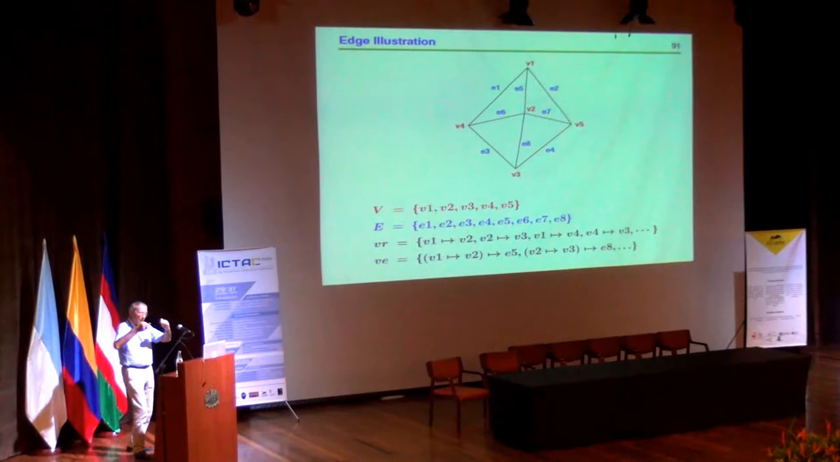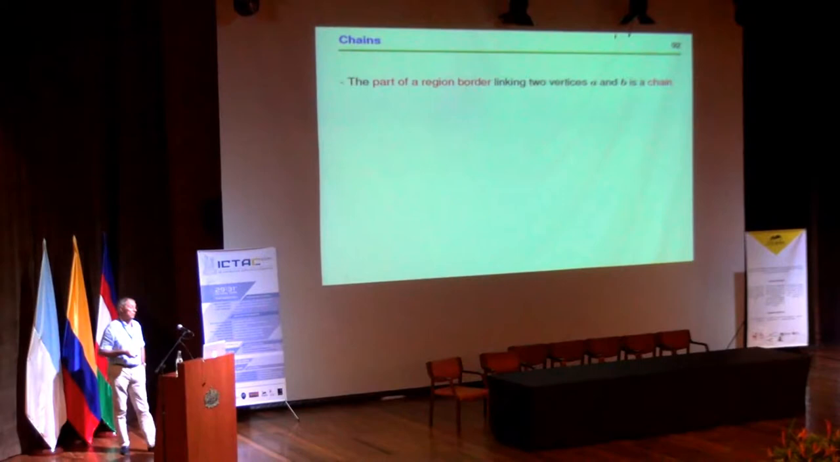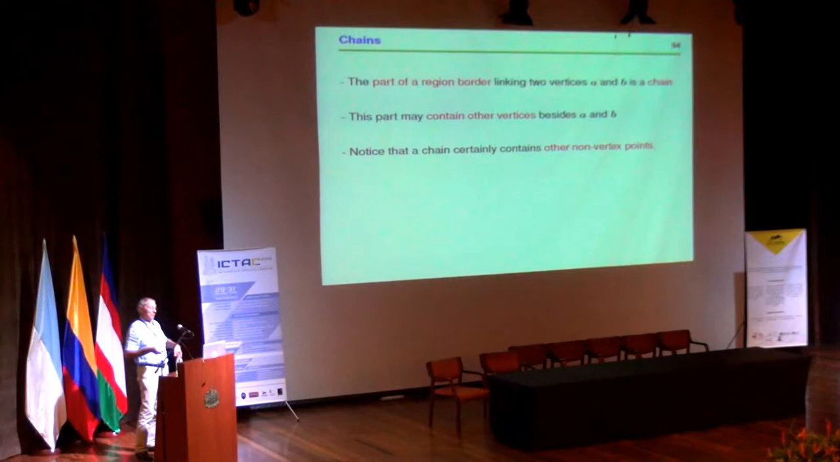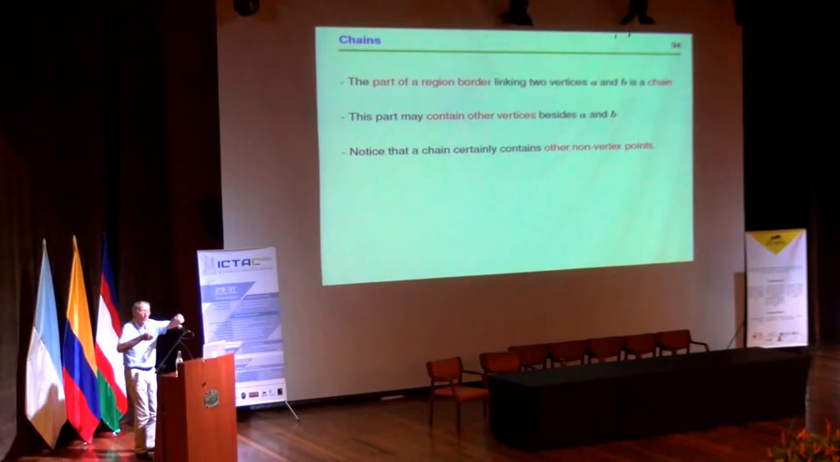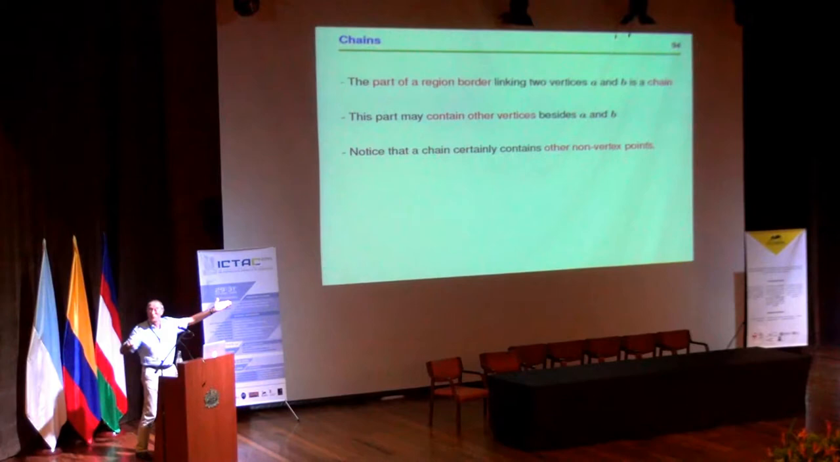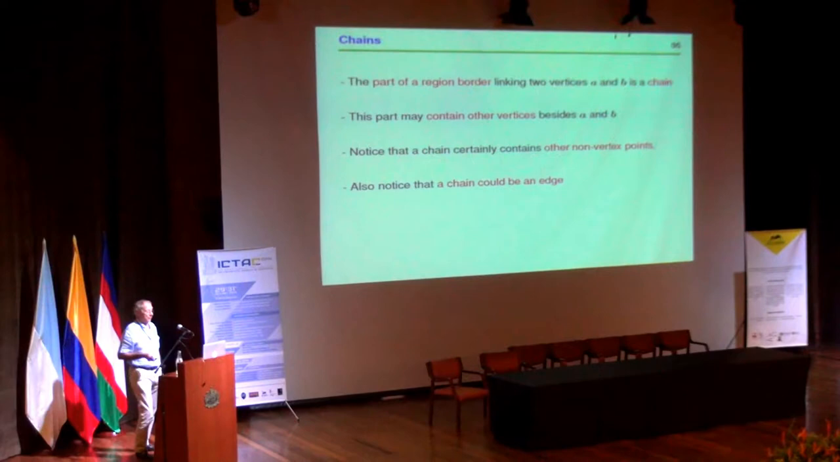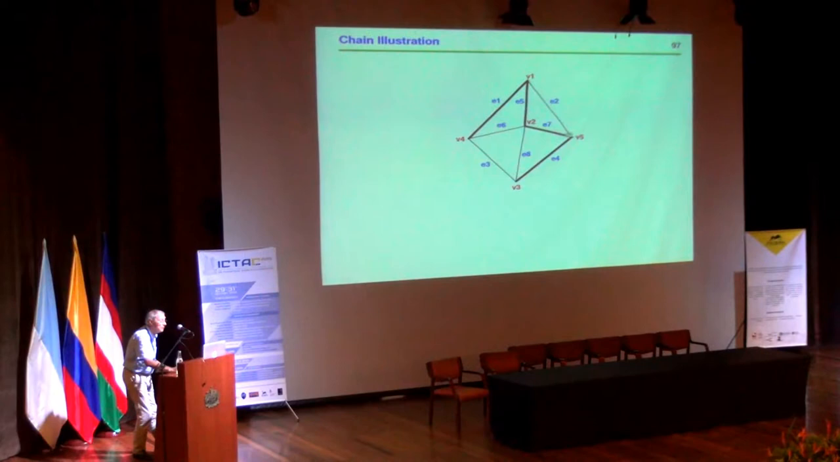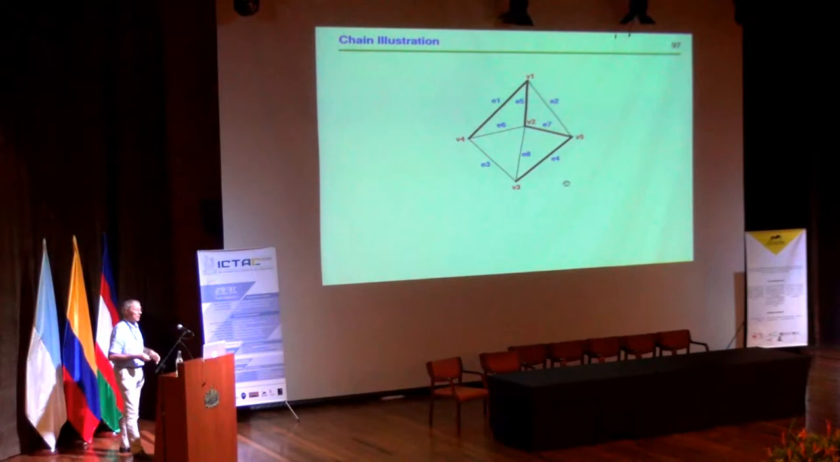Now chains. A part of a region border linking two vertices A and B is a chain, and this part may contain other vertices besides A and B. So notice that a chain certainly contains other non-vertex points, because all the points inside or in the border are not all vertices, of course. And also notice that a chain could be an edge, of course. However, a chain containing more than two vertices is not an edge. Here is an illustration. So you see this chain here, E1, E5, E7, E4. So this is a chain because this is part of borders. And this is a chain because it's not an edge from V4 to V3, because we have several edges involved. So vertices, edges, and chain.